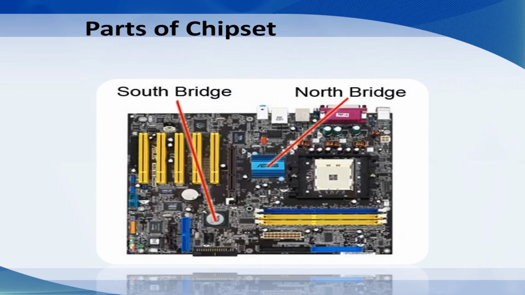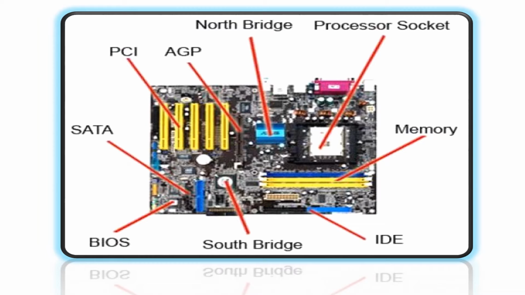The north bridge handles the communication between CPU and high-speed devices such as accelerated graphics port or AGP, video cards, and RAM, whereas the south bridge connects the CPU to low-speed peripheral buses such as peripheral component interconnect or PCI or industry standard architecture or ISA.